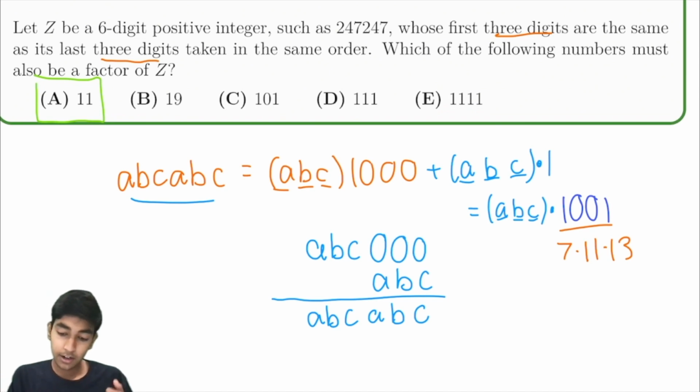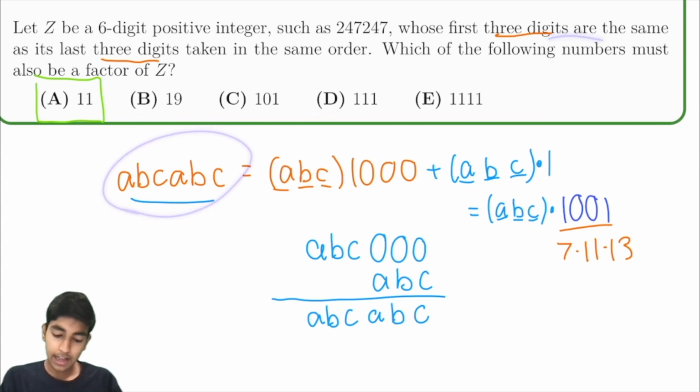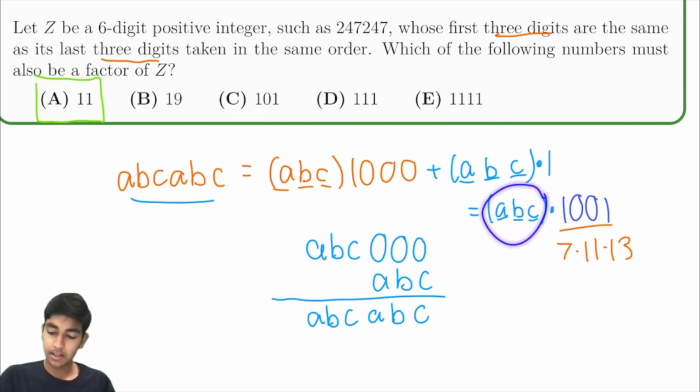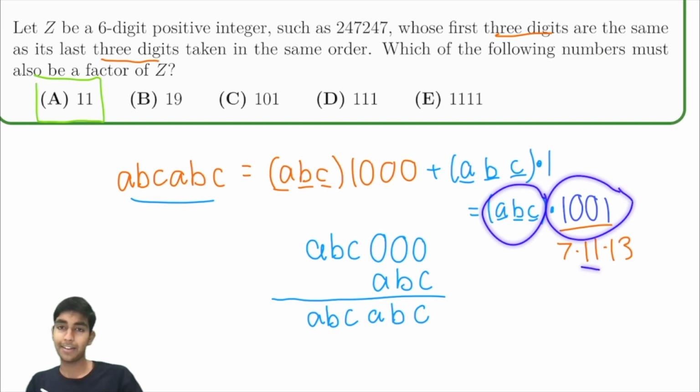The key idea here: encode the condition of the problem and then write it algebraically, and then after that we just express it as this times 1,001. We get 11 as our answer.